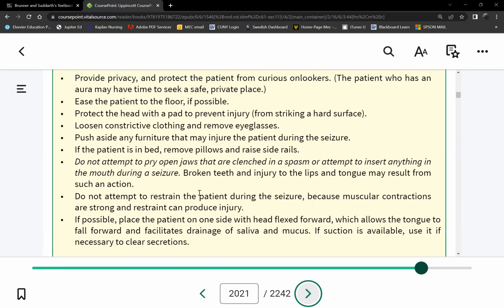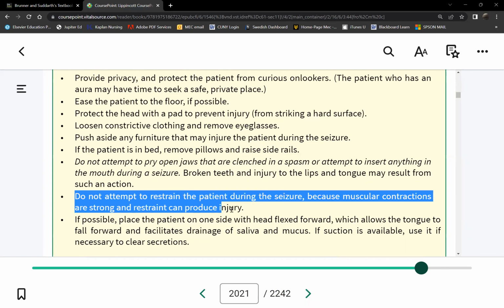But so you just let them go. They're rolling over to the train tracks. Okay, so that's what they're saying here. So no, do not attempt to restrain, but you are protecting them from injury. So they don't roll over onto the train tracks.